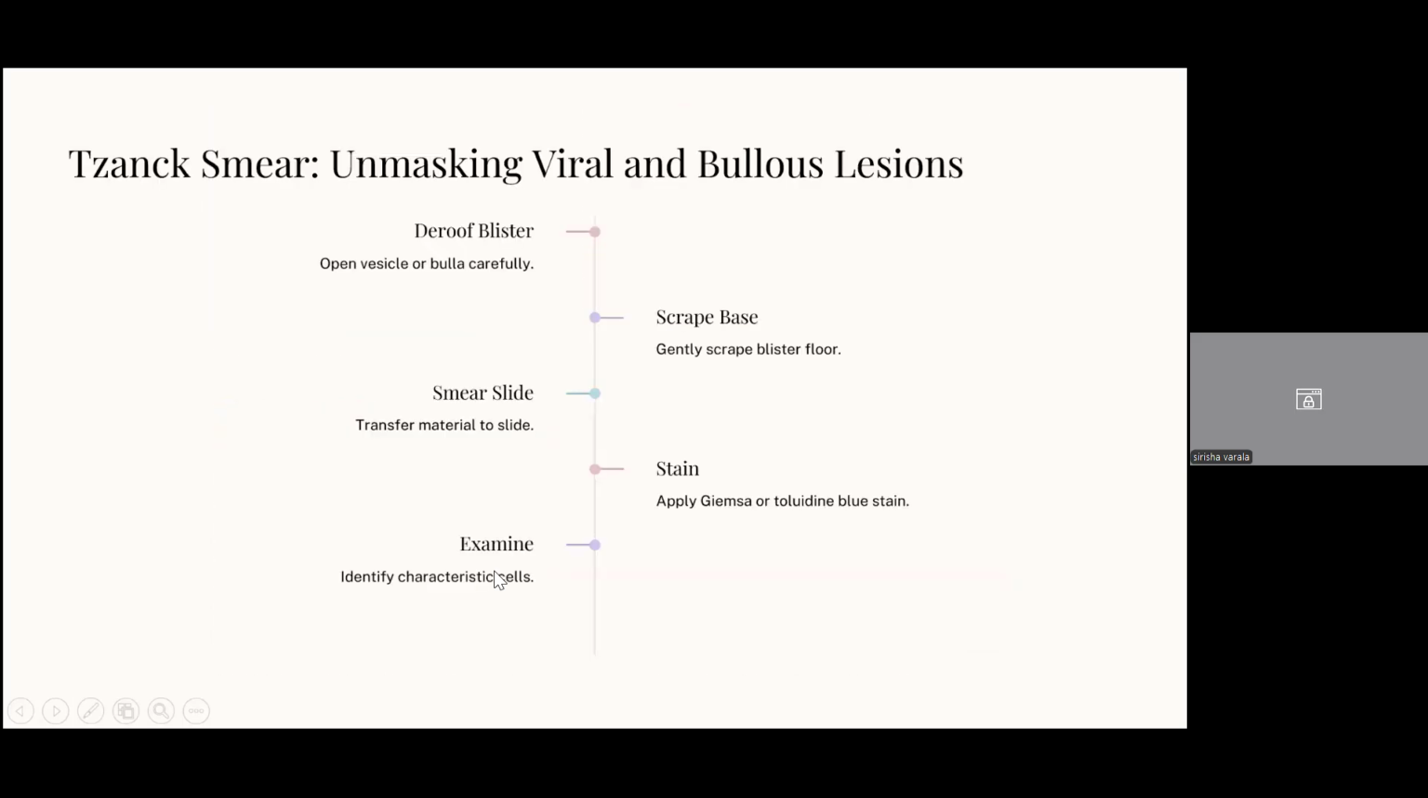Then next, coming to the Tzanck smear, which is used in viral and bullous disorders. The procedure is you select an intact vesicle or bulla, then open the roof carefully, and scrape the blister floor.